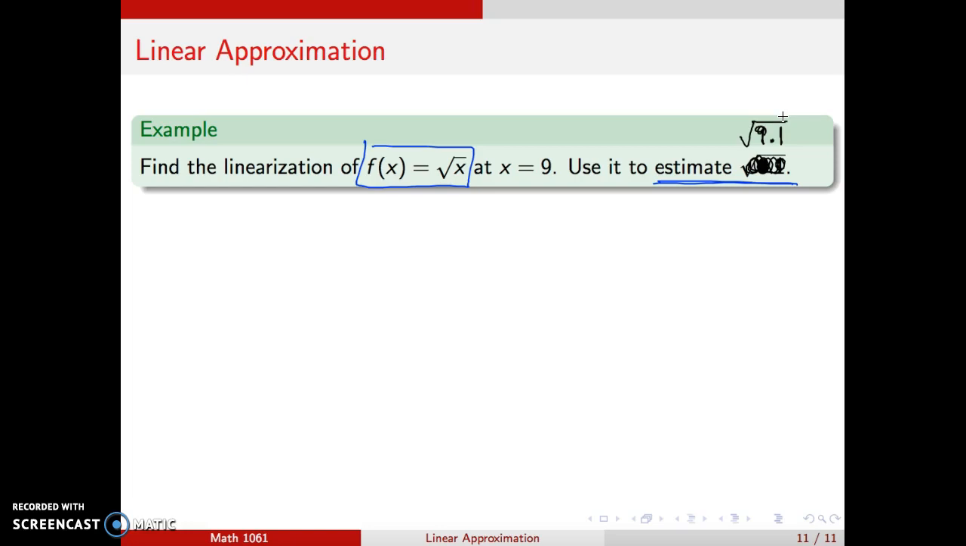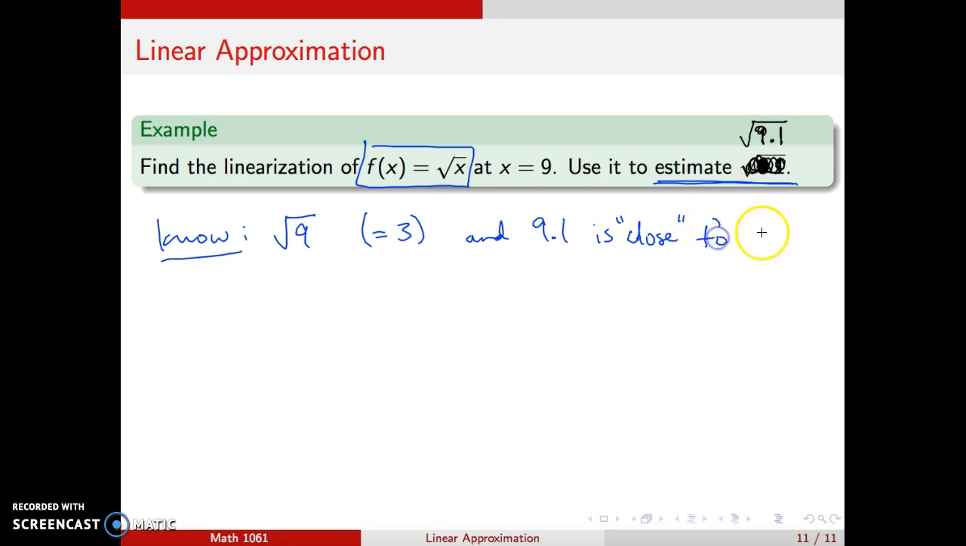The idea is, I know what the square root of 9 is. It equals 3. And 9.1 is close to 9, whatever we mean by that, but I think we can agree by some standard that it is close.